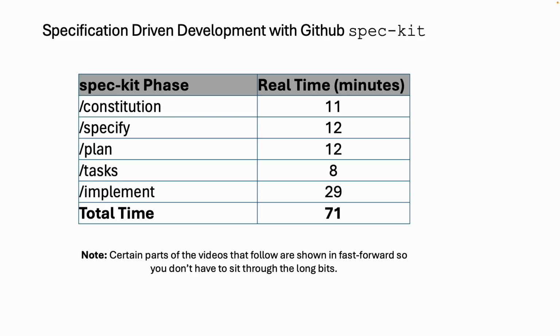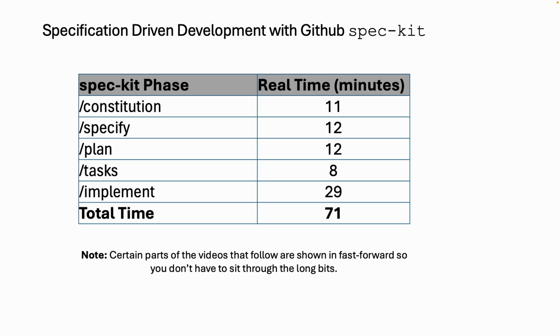Now, to keep this video concise, some portions are shown in fast forward. That way, you don't have to sit through the repetitive or slower parts, but you'll still see the full process from start to finish. The table shows the actual time it took for each of the spec-kit phases. In real time, it took a little over 1 hour to build the application from scratch. So stick around to see how it all comes together.